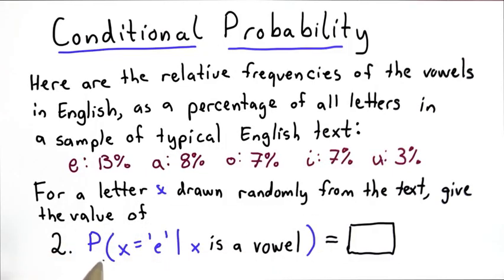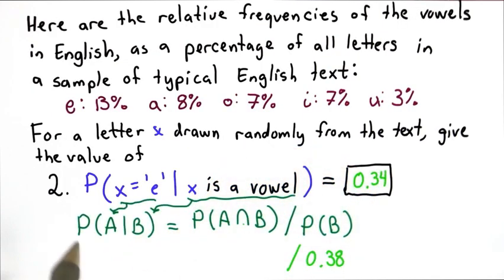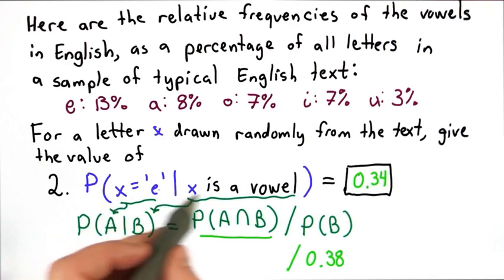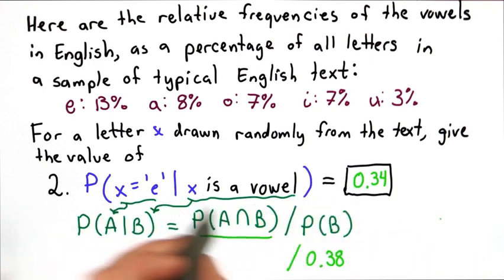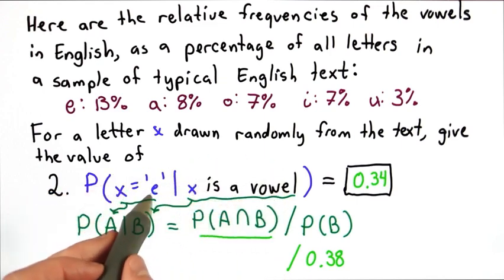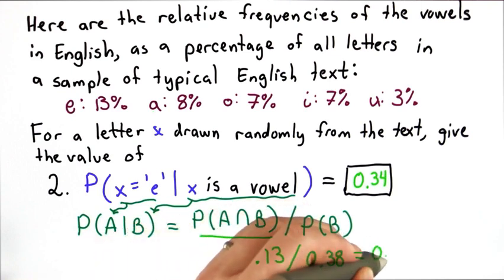For question 2, give the conditional probability that X is an E given that X is a vowel. The answer is 0.34. So to compute this, we need to use the conditional probability rule. We already know the probability that event B, which is X is a vowel, we computed that in question 1 as 0.38. What we need is the probability of A intersect B. Well, B is the events where X is a vowel. A are the events where X is equal to E. Whenever X is equal to E, it's also a vowel. So that intersection probability is the same as the probability that X is equal to E, which is 0.13. And dividing those, we get the result 0.34.